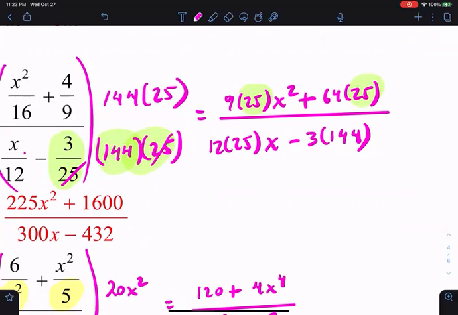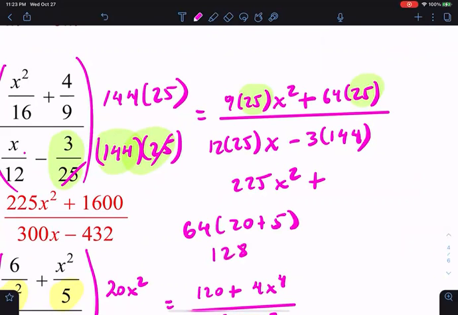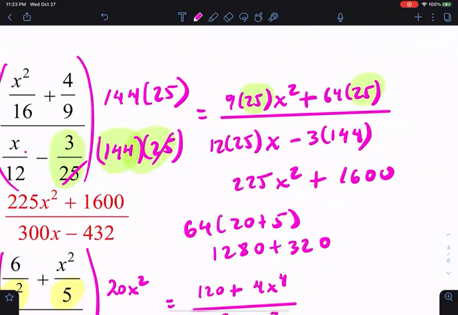25 times 10 would be 250. So you could take 25 and you get 225 x squared. If you multiply 64, 20 plus 5, that's going to be 8, 128, and the 0, and this is going to be 20, 32, right? So if you add that, that's going to be 1600, right? As they have in the answer key.